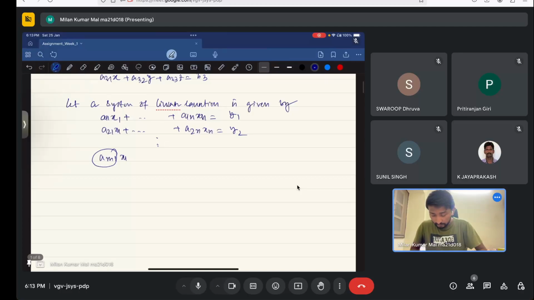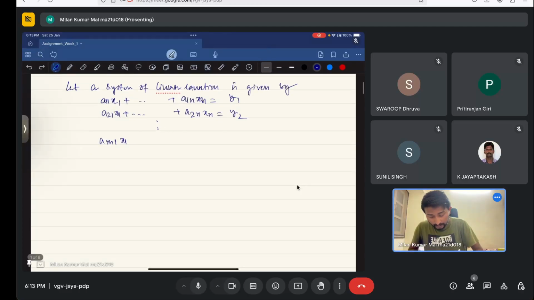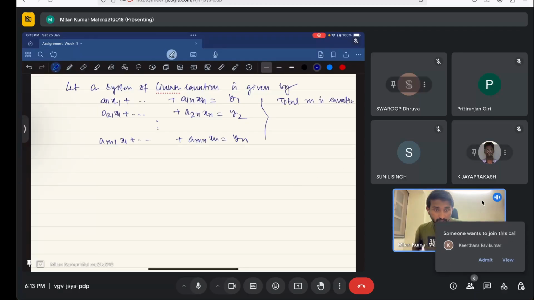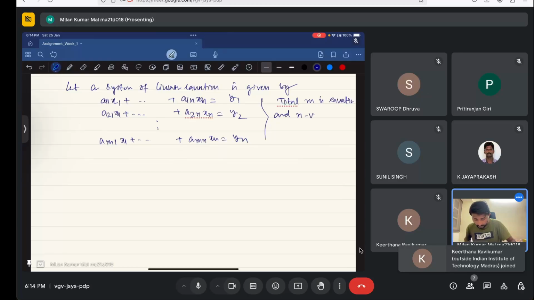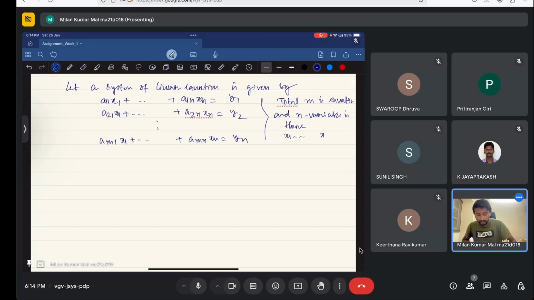This is just a coefficient type of thing, that has nothing to do with it. So here we have a total of m equations, and n variables. Note that n variables are there. What are the n variables? These variables are x1, x2, ..., xn.